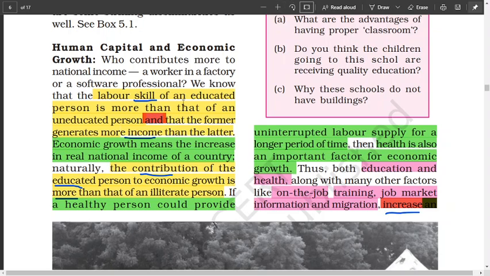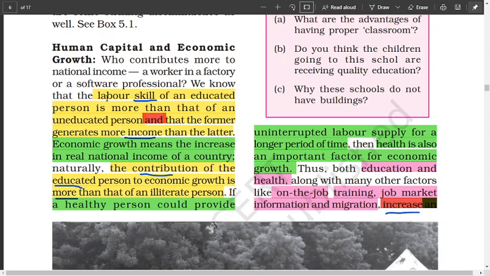So when we talk about that, let's look at those two important factors that contribute to human capital. First thing is about education, second about health. So when you look at this, from your textbook, we can relate to educated person and uneducated person. If you compare between the two, you'll find that those who have skill, because you are educated, you generate more income when you work than uneducated person. That's the fact. And the contribution of educated person to economic growth is more than that of the illiterate person.